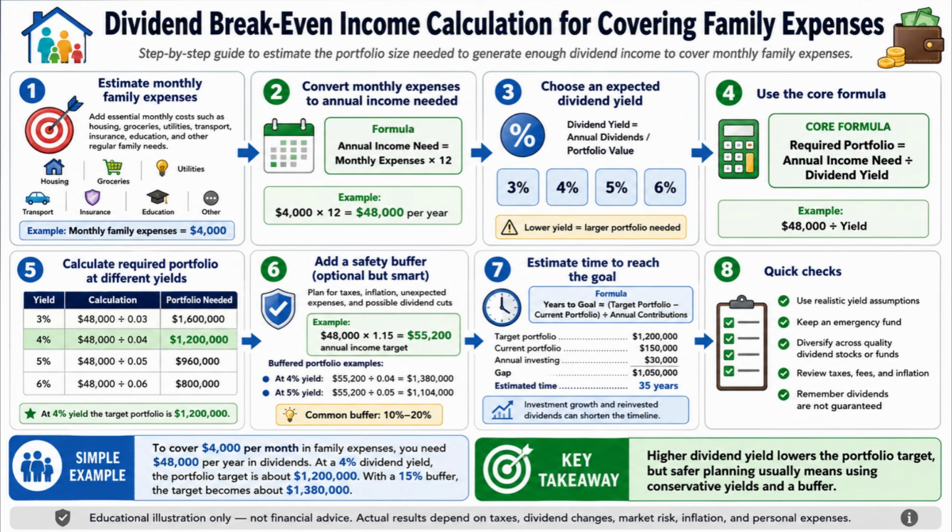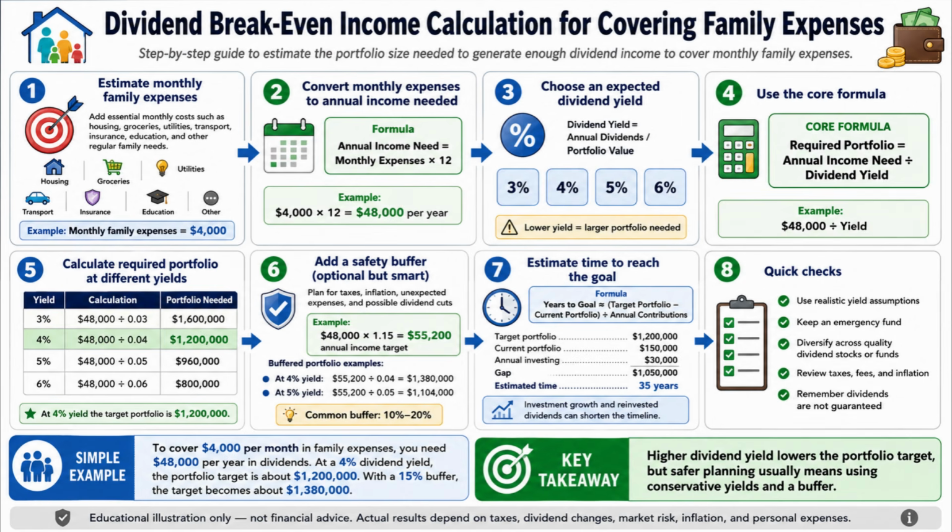First, begin by estimating your total monthly family expenses. Add all essential costs that your family pays every month. In this example, the monthly family expense target is $4,000. This means the goal is to create enough dividend income to help cover $4,000 of household expenses each month.